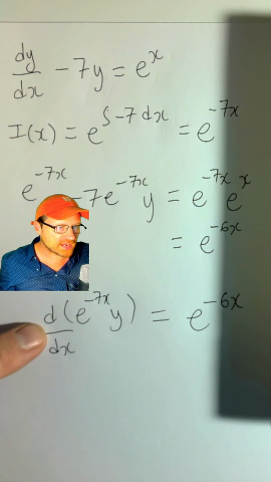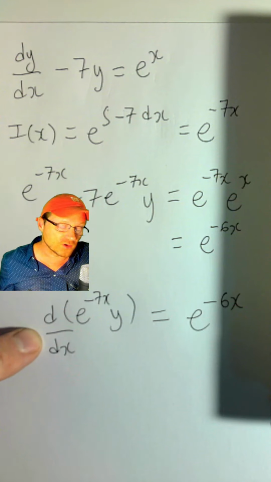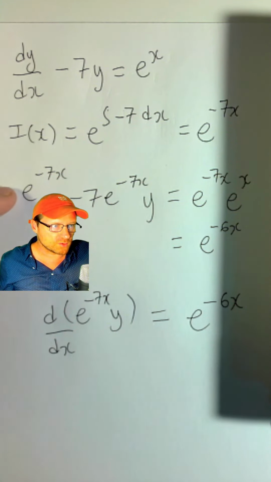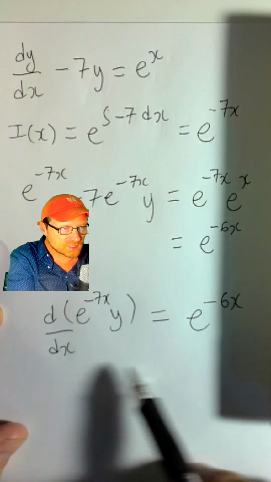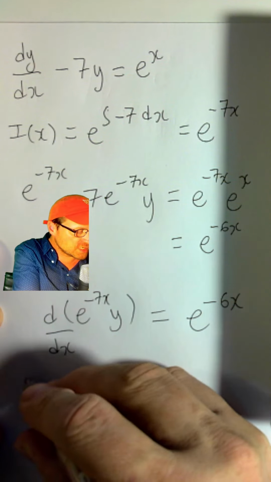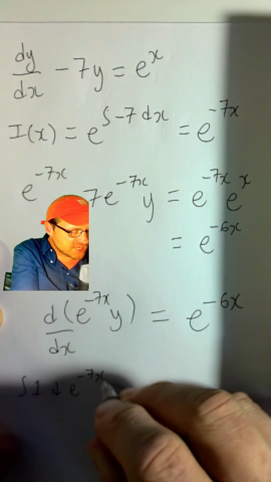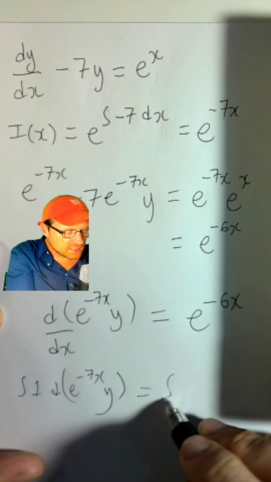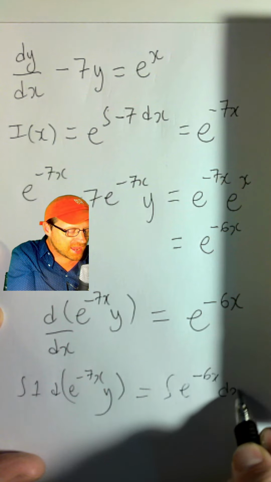And why does this pack up like this? Well, what we're doing is using the product rule in reverse. If you use the product rule to differentiate, then this is what you'll get. So what we're doing here is packing this up and getting this. Okay, so what remains to do is to separate this because it's now separable. And so we have the integral of 1 with respect to e to the minus 7x times y, and so this is equal to the integral of e to the minus 6x with respect to x.